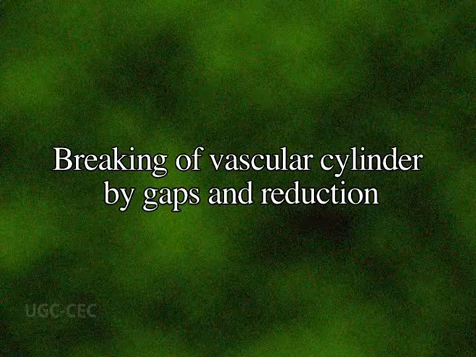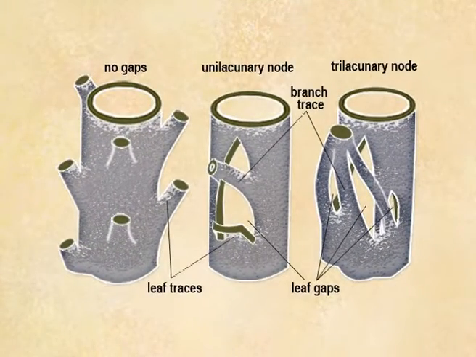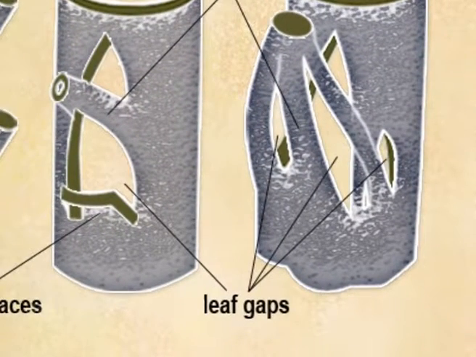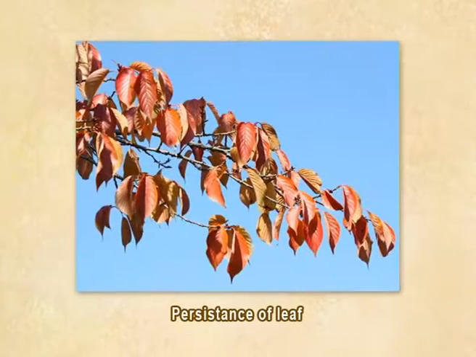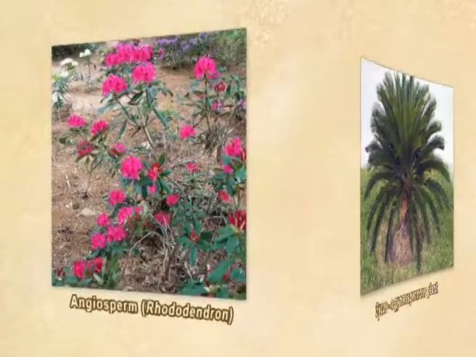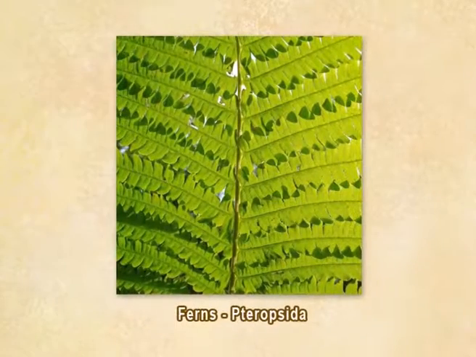Breaking of the vascular cylinder by gaps, and reduction. Leaf gaps vary much in width and in longitudinal extent. Their size is not directly related to the size, type or persistence of the leaf. Commonly in the gymnosperms and angiosperms, leaf gaps are small, extending but for a short distance above the point where the trace leaves the vascular cylinder. In the ferns, leaf gaps are generally larger and may extend for considerable distances, even through several internodes.